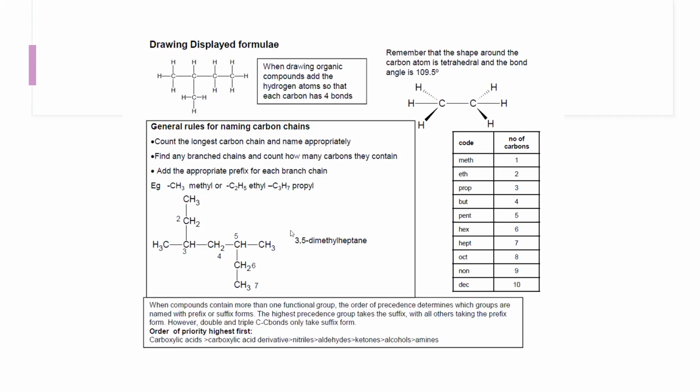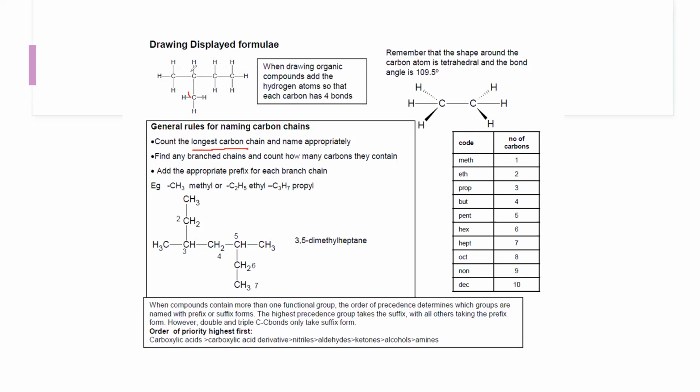So when we have a displayed formula, what are the rules of naming hydrocarbons? The first rule: we count the longest carbon chain. Select the longest carbon chain. That's the first rule. For example, in the first structure, we can count from anywhere. If I count 1, 2, 3, 4, the maximum is 4. If I count from here 1, 2 and 3, the maximum is 3. So this cannot be the longest chain.